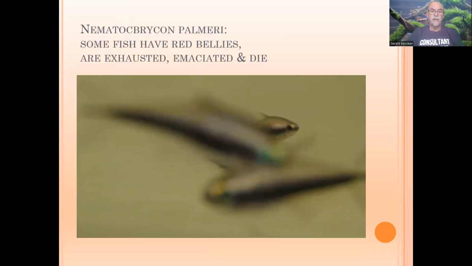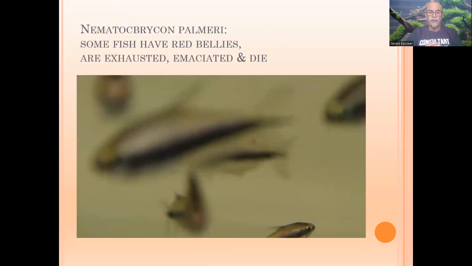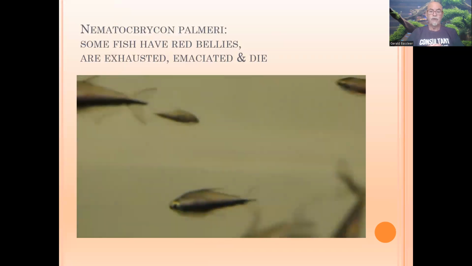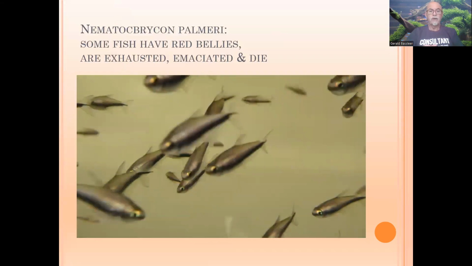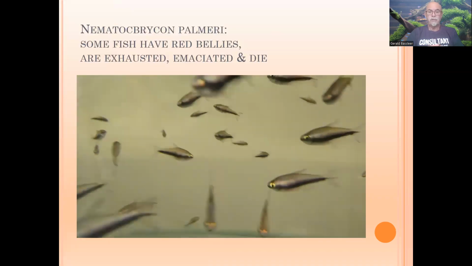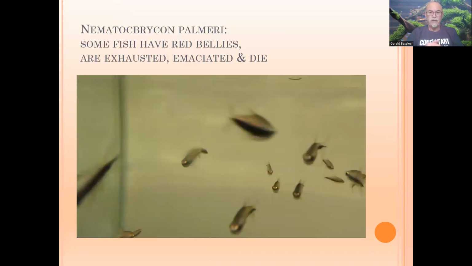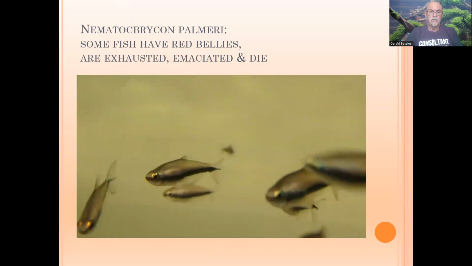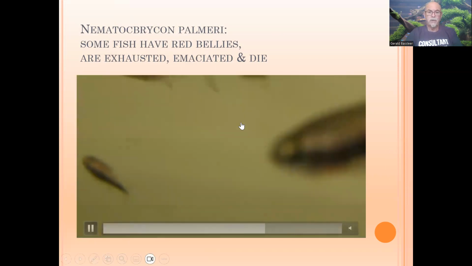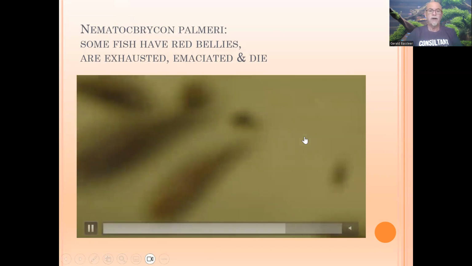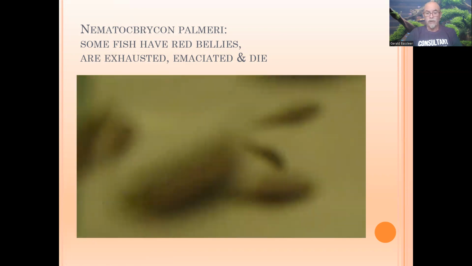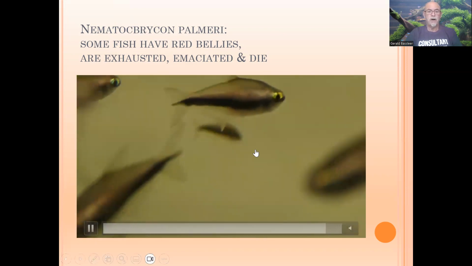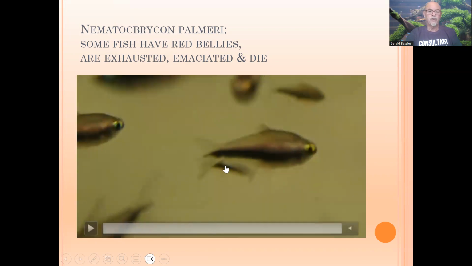And here we see the Emperor Tetra. Some fish had red bellies. Some are exhausted. Some are emaciated. It's very tiny, skinny fish. And some are dying. Look at the one at the back here, which we try to get into the camera here. And the camera will stop on that picture. You will see how badly this so skinny fish looks.